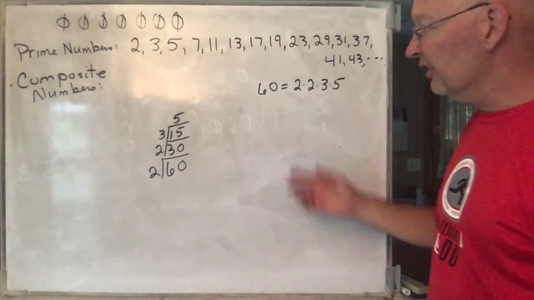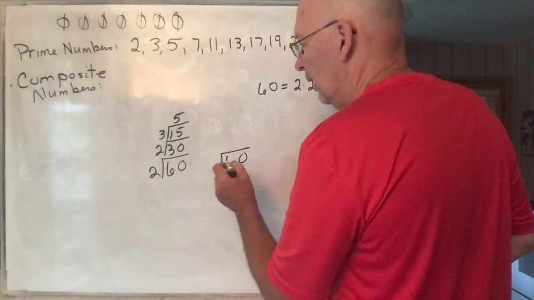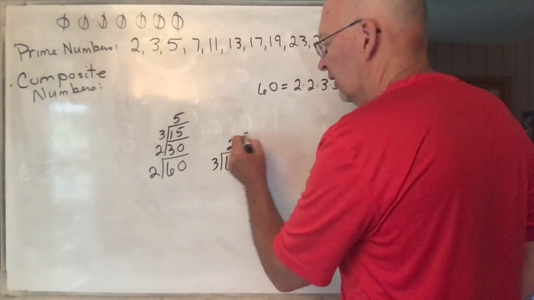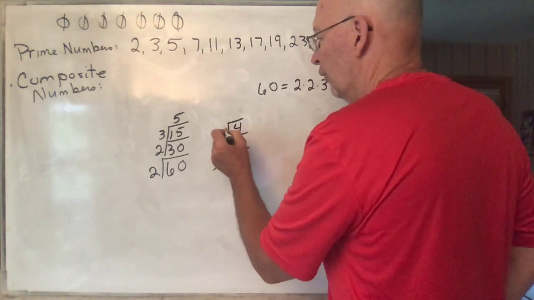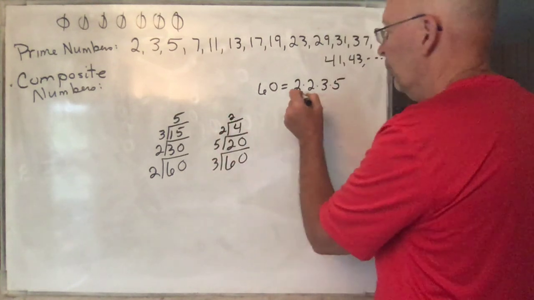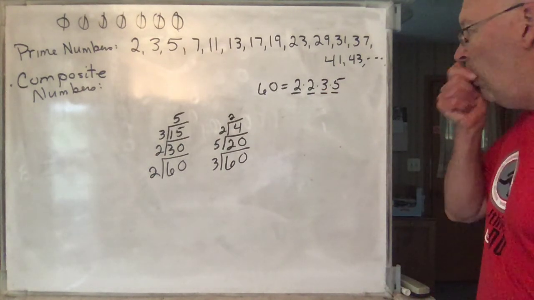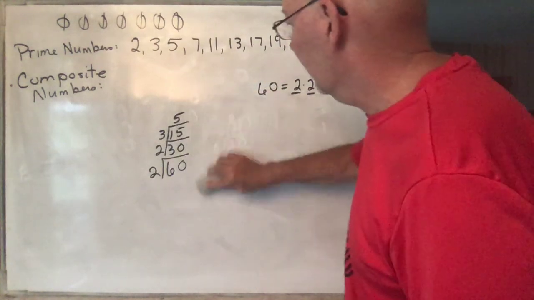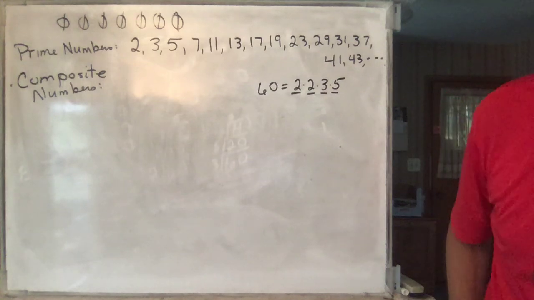What's important is that it doesn't matter how I do it. If I took 60 and first divided it by 3, say, then I would get 20. I could take 20 and divide it by 5, and I would get 4, and take 4 and divide it by 2, and I end up with exactly the same thing. It doesn't matter what order you do it in, you end up with the same factors. So that's key. Let's try several of these just so you get the hang of it.